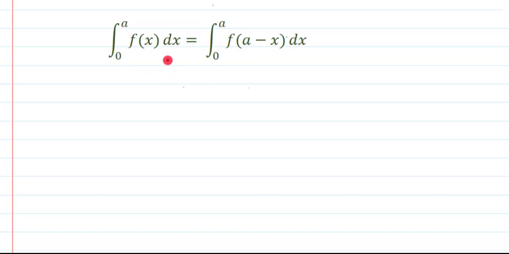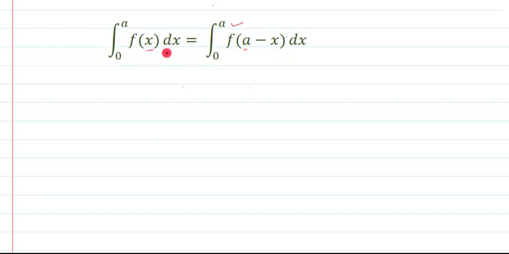Now, a very important property is in front of you. About 80% of the questions will be solved by using this property. So, let me prove this property. It is the integral from 0 to a of f(x) dx, and on the RHS we change x into a minus x. We have taken a from the upper limit. Whatever the upper limit is, we will change x into the upper limit minus x.